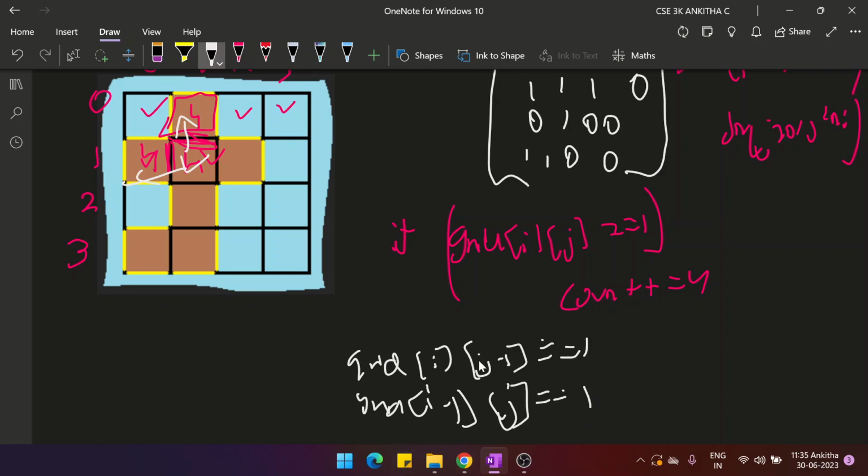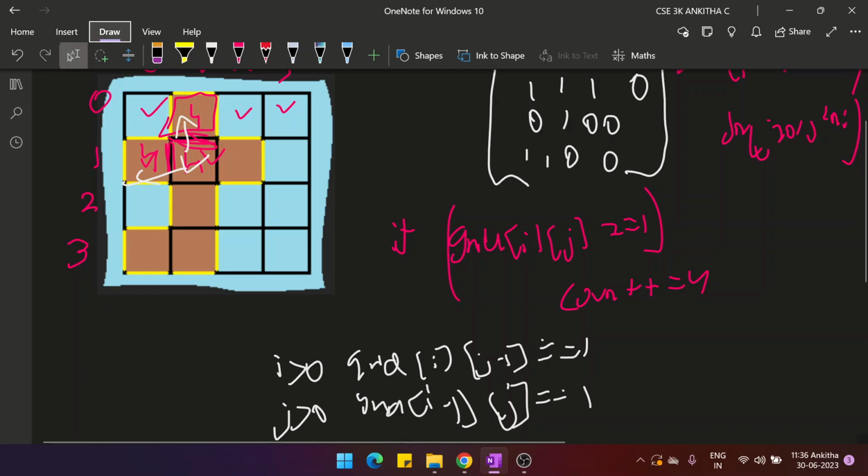And for this to happen, what if the column j minus 1 is not present? So here you have to say j should be greater than 0, and here i should be greater than 0. So for the j minus 1 check, j should be greater than 0, and for the i minus 1 check, i should be greater than 0. See, if i is equal to 0, what if you do i minus 1? The index doesn't exist.